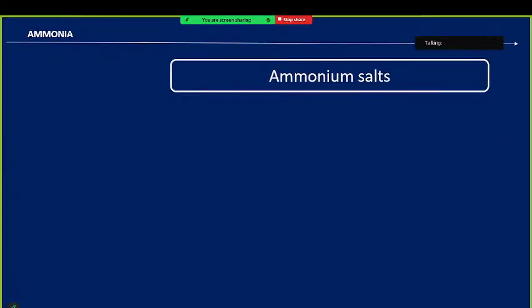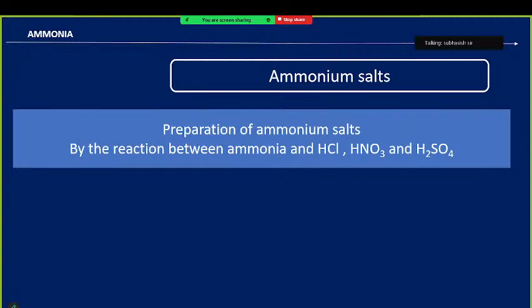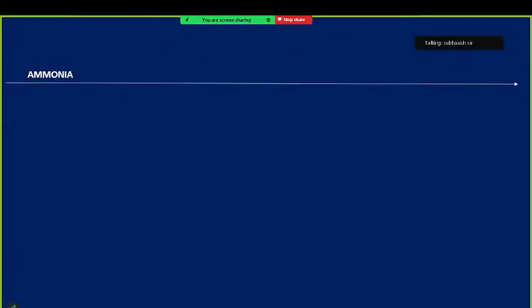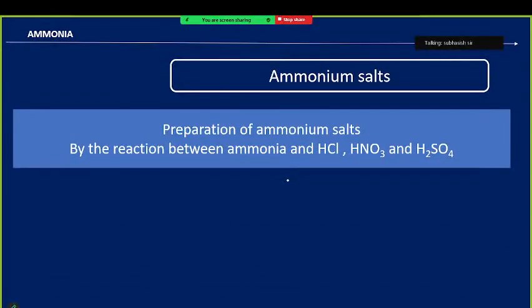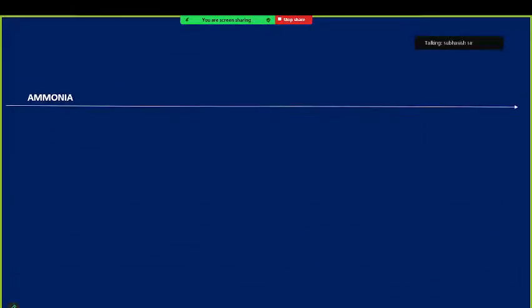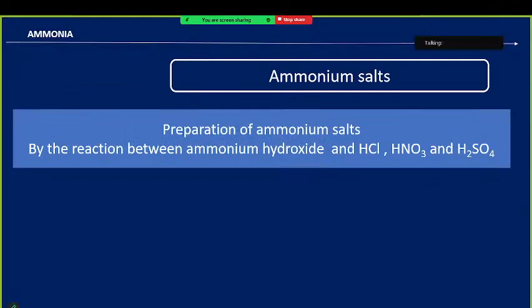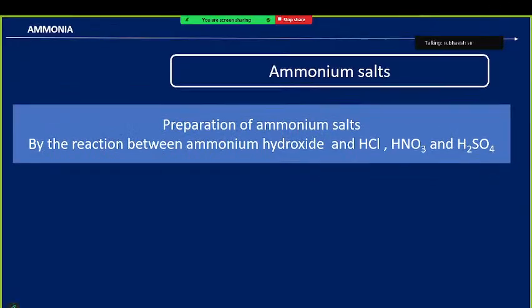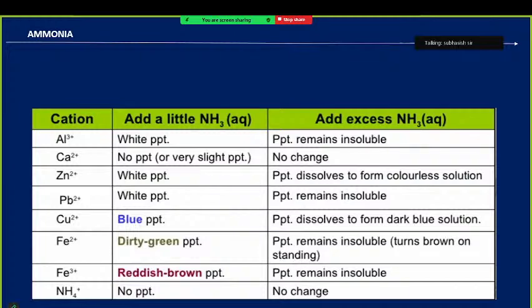So, the preparation of ammonium salts: if you want to prepare an ammonium salt, then ammonia reacts with HCl. Ammonia, when it reacts with HCl, produces ammonium chloride. When it reacts with nitric acid, it forms ammonium nitrate. When it reacts with H2SO4, it forms ammonium sulfate. These are some of the ammonium salts that may be prepared, by reacting with nitric acid and sulfuric acid.